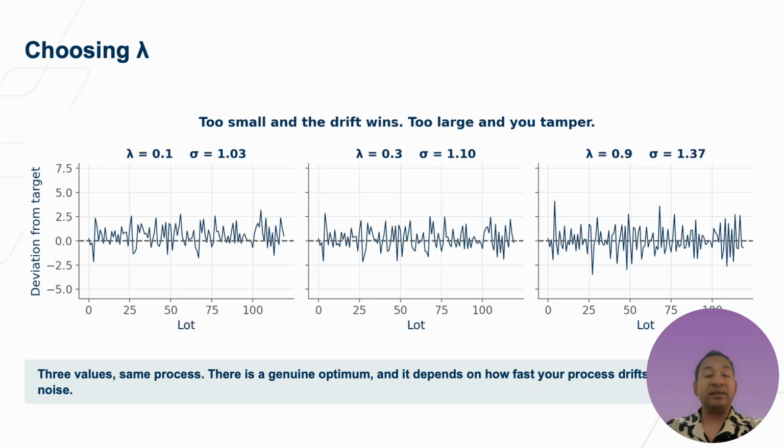Three values of lambda on the same process. Lambda equals 0.1. Sluggish, look at the start. The drift gets ahead of the controller before it catches, but once it settles, the output is quiet. Lambda equals 0.3, a reasonable compromise, tracks the drift, does not chase much noise. Lambda equals 0.9, twitchy. It responds to everything including the noise, and the output variance is visibly worse than either of the other. So there is a genuine optimum, and it is not at either extreme.